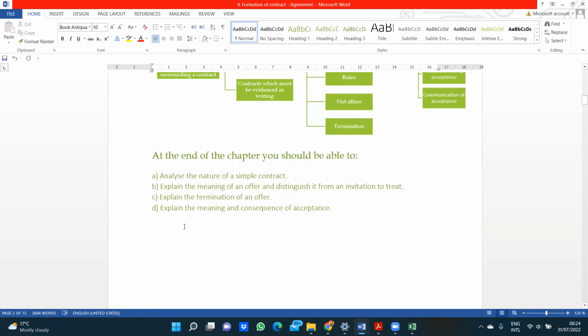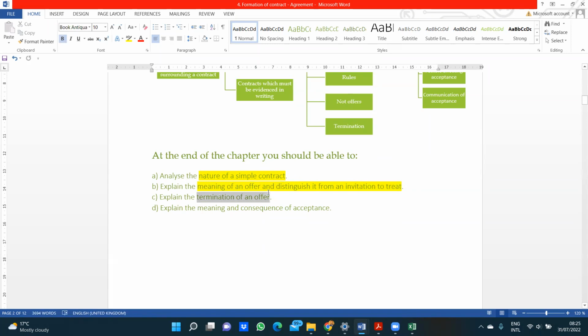So the overall objective of this chapter is to analyze the nature of a simple contract, the meaning of an offer, and to distinguish it from an invitation to treat. We will go through this later. What is an invitation to treat?